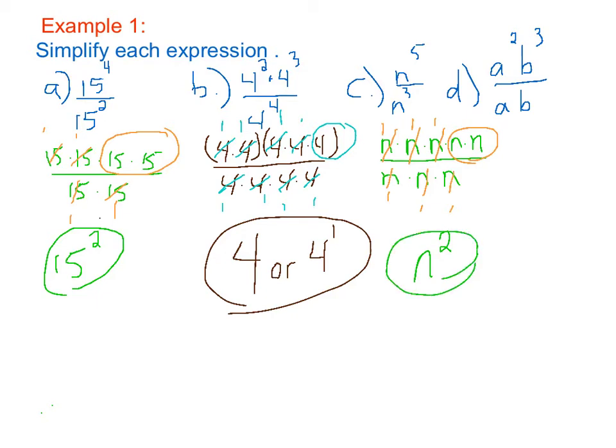Looking at part D here, if we expand this out, in the numerator we have a squared, so that's a times a. We have b cubed, so that's b times b times b. In the denominator we have a times b. If we look to simplify this, cross off anything that is the same in the numerator and the denominator. So a divided by a is 1, b divided by b is 1, and then we look at what still is there. We have a b squared.